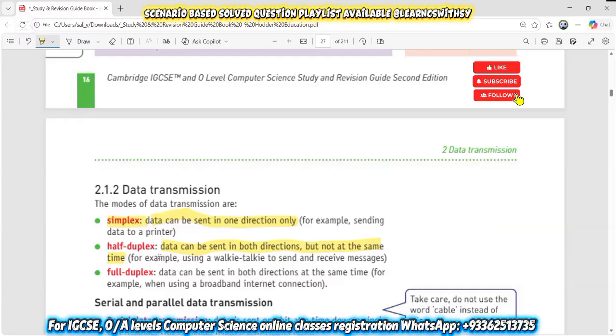Half duplex is a walkie-talkie, and full duplex is your broadband internet connection, because you can see for yourself, broadband is two-way. It's sending as well as receiving. That's why it is an example of full duplex communication.